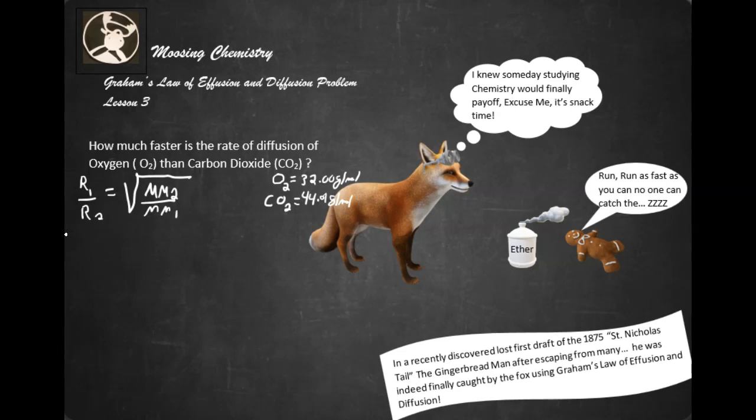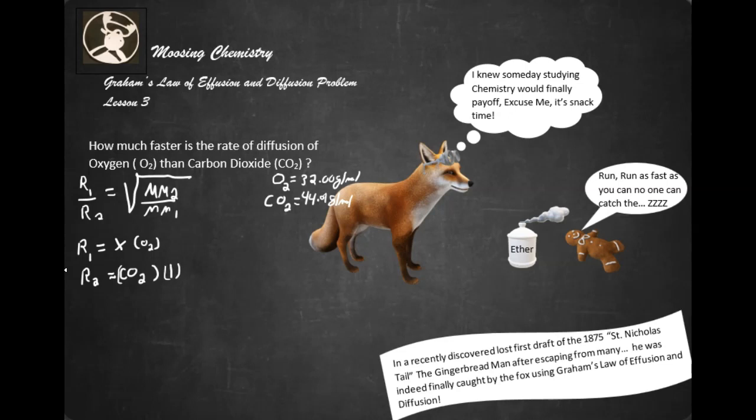So we're going to make oxygen our R1 value. Our oxygen is what we're looking for. So R of 1 is going to be X, and that represents our O2. Our R of 2 is going to be our CO2, and we're going to count that as a value of 1.